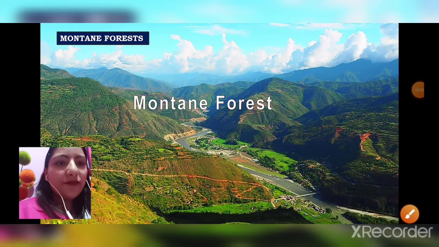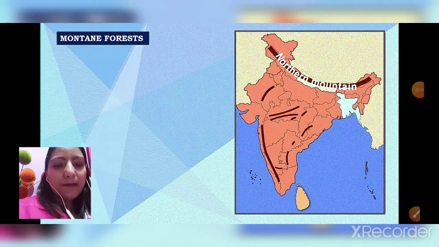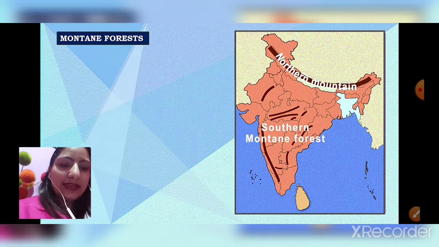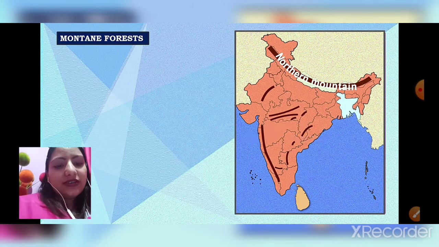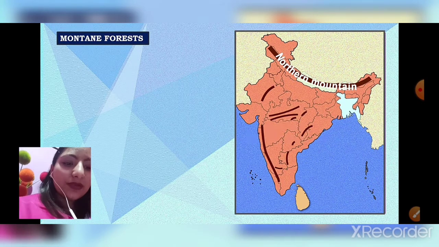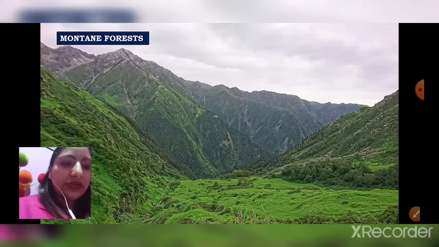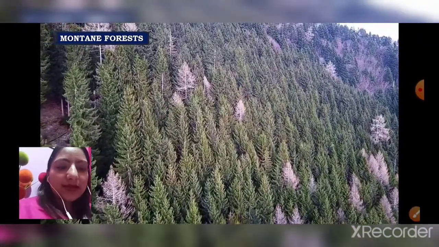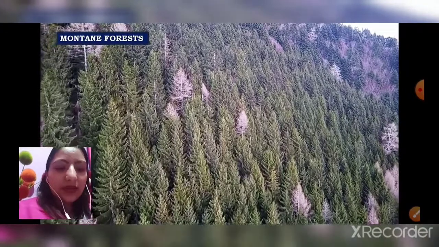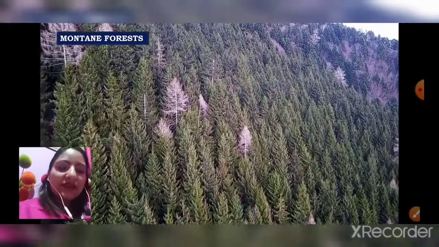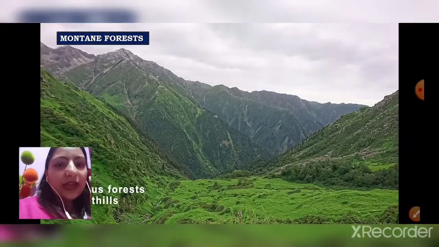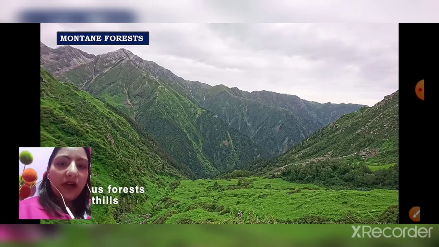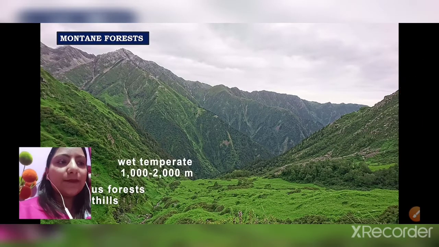Next, we have the mountain forest. They cover the Himalayan states in northern and northeastern India, and the natural vegetation found here varies with the altitude of a region. Between 1000 and 2000 meters, this type of forest is found in the eastern and western parts of the Himalayas. Mainly coniferous trees such as silver fir, chir, pine, and deodar are some of the prominent trees found in this type of forest.